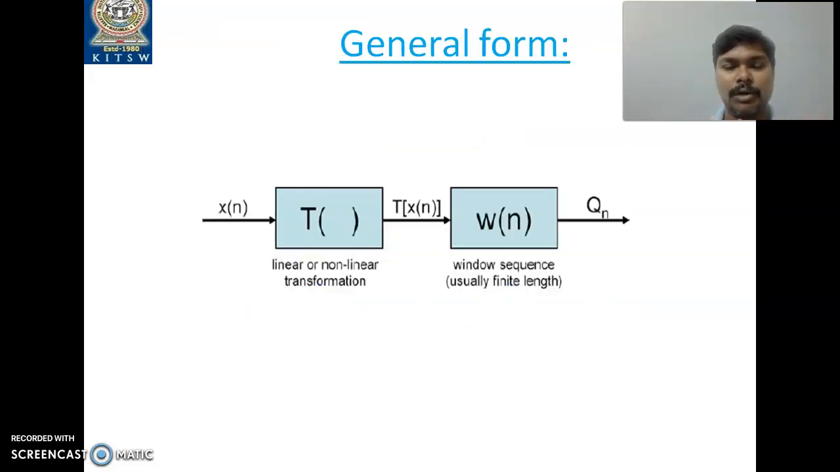This is the general form of how it looks: the speech signal that is coming is given to the operator, which is the linear or nonlinear transformation. At the output of the first block we have the transformation, and that is multiplied with the window sequence, and then we get the output.